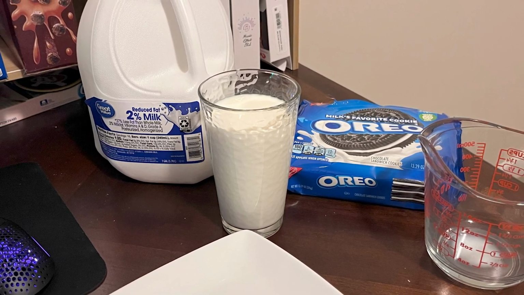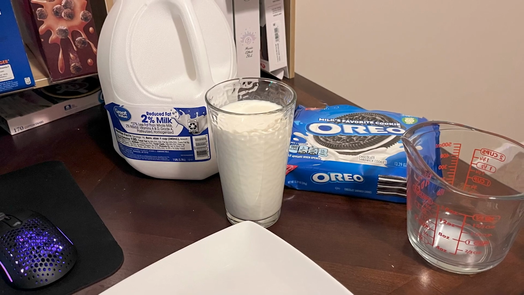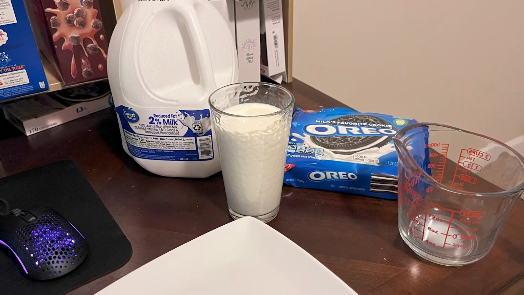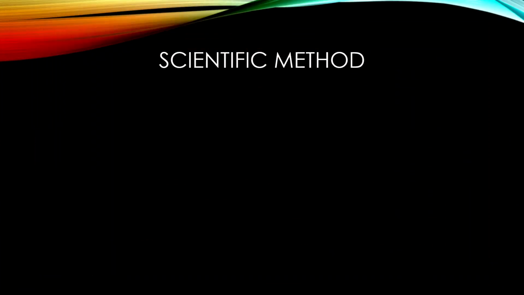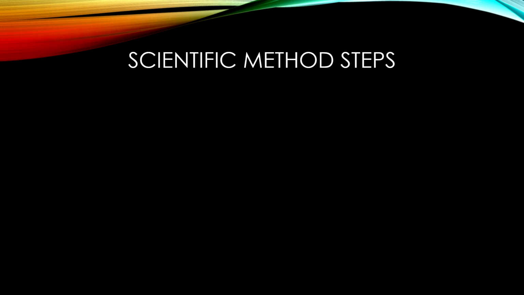Today we're going to be doing the Great Cookie Dunking Lab, but first let's go over some vocab with the associated unit. There are a couple terms to go over, starting with the scientific method. The scientific method is the process of experimentation that is used to explore observations using the five senses and answer questions.